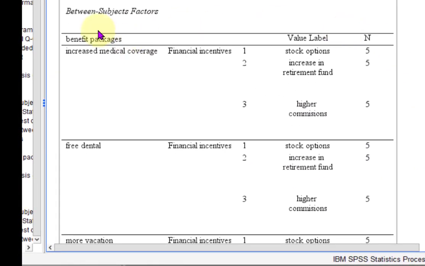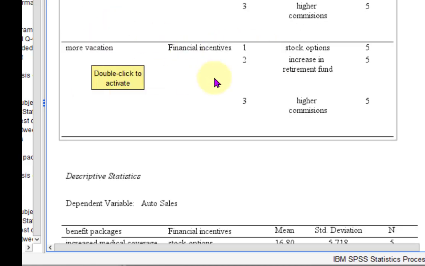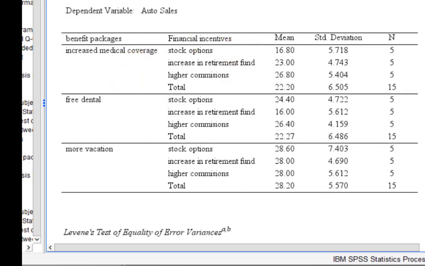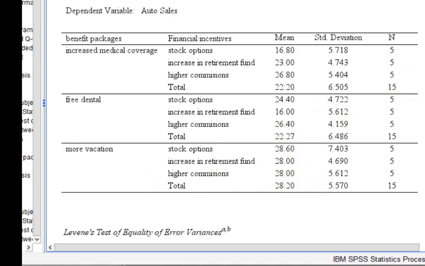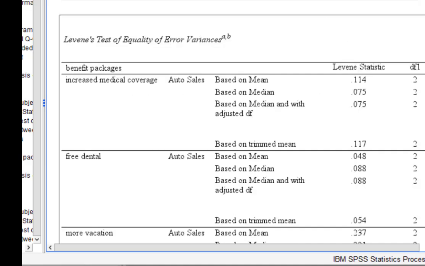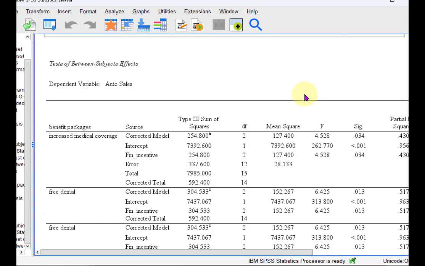So now here's the first level of benefits package, right? More medical, and there's free dental, and there's more vacation. So we're going to get everything split into these three groups, right? There's the means. And I see a difference in the medical. I see a difference in the dental. I don't see a difference in more vacation, right? They're all pretty much the same. So, again, this is simple effects. So we know it's not violating the assumption of homogeneity already. But now we're going to go down here.